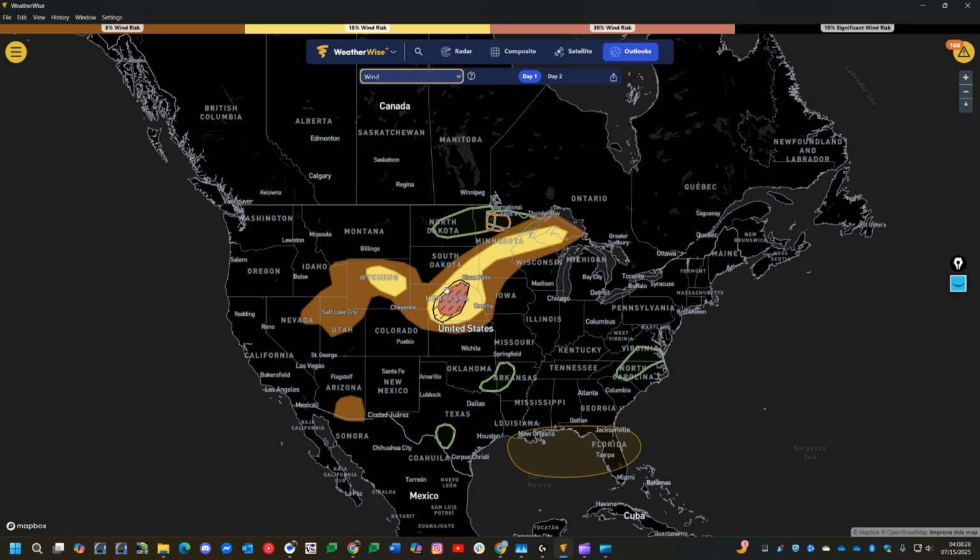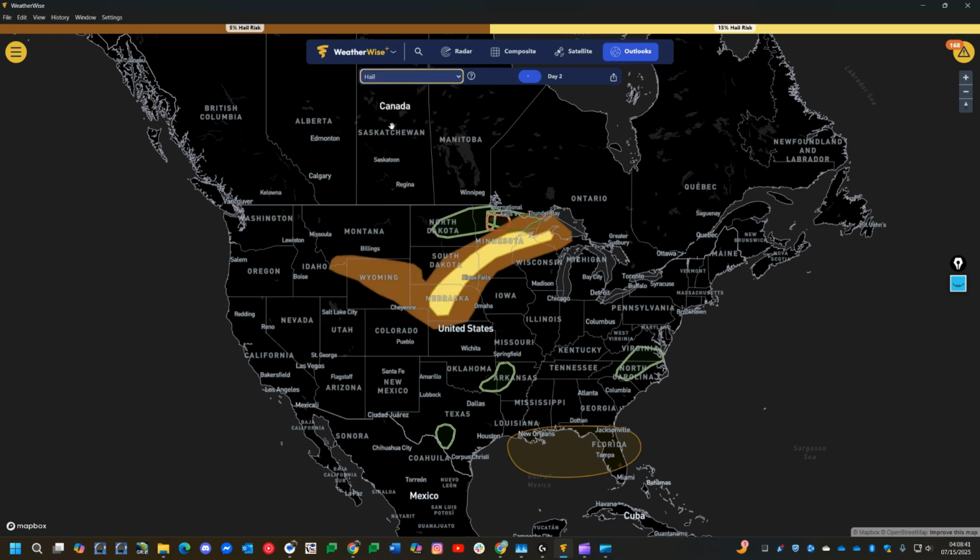you have a chance of seeing the wind 60 knots or greater today within 25 miles of a point. Hail isn't a big threat, but you have a large slight risk area here.